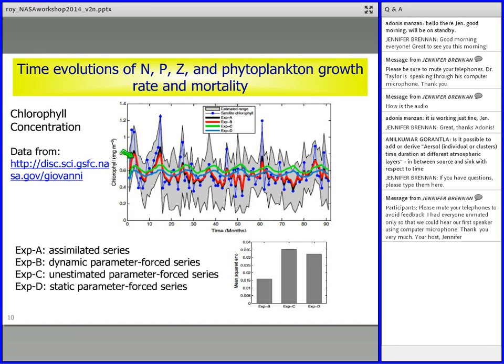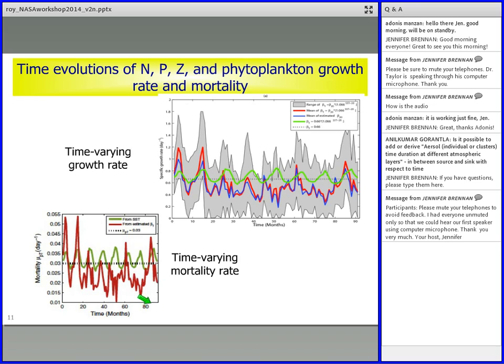And clearly, the black curve and red curve are much closer to the blue dots. And if we look at the errors, we can clearly see that for experiment B, for example, the total error is much less than experiments C and D. So in other words, if we can estimate the time variation of these key parameters, then our biogeochemical models are much closer to the observation. Now, because this was a state parameter estimation, we obtained the time series of growth rate and mortality. And these are the time series of phytoplankton growth rate over time.